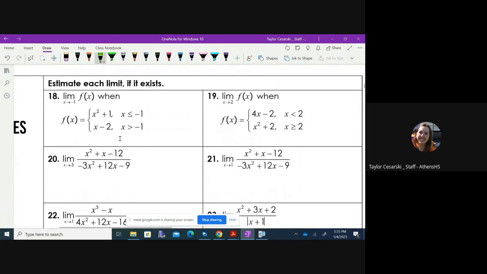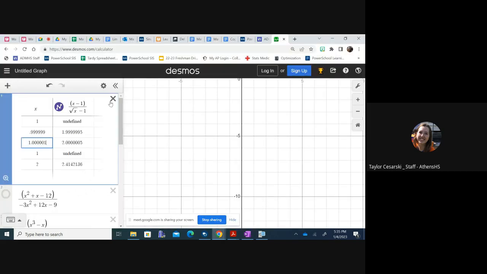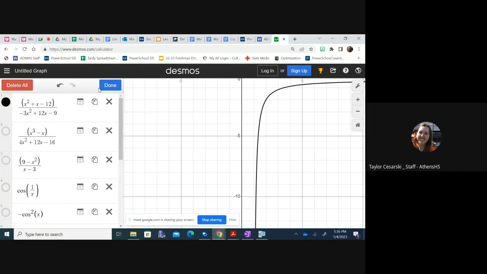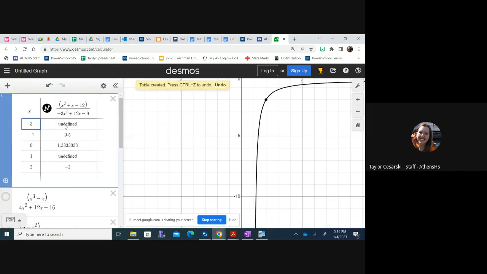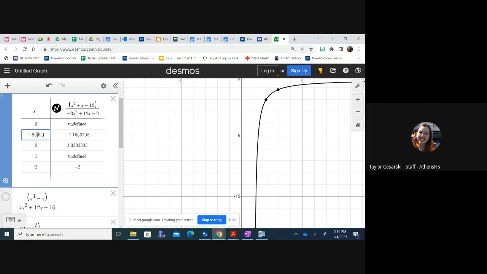I'm going to come back to number 18 in a second. I'm going to first do number 20. Now, number 20, same thing. We're looking as x approaches 3. So I'm going to turn on that graph. At 3 exactly, it's undefined. If you were to factor this, the x minus 3 would cancel out, meaning it would be a hole. But let's look a little bit smaller than 3 and a little bit bigger than 3. Notice it's getting closer and closer to -1.16 repeating, okay? That's also equivalent to -7/6.